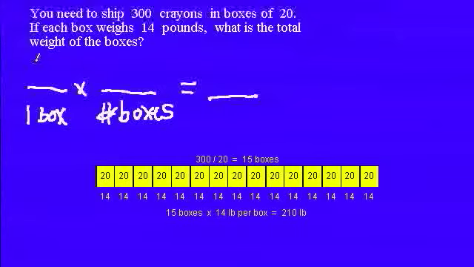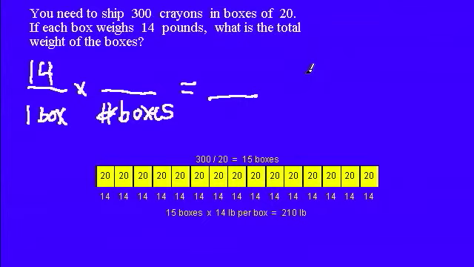So we have the weight for one box, so that's the value for one thing. So now we need the number of boxes. So that will become a subproblem. And here it's somewhat obvious. It's 300 divided by 20 or 15.